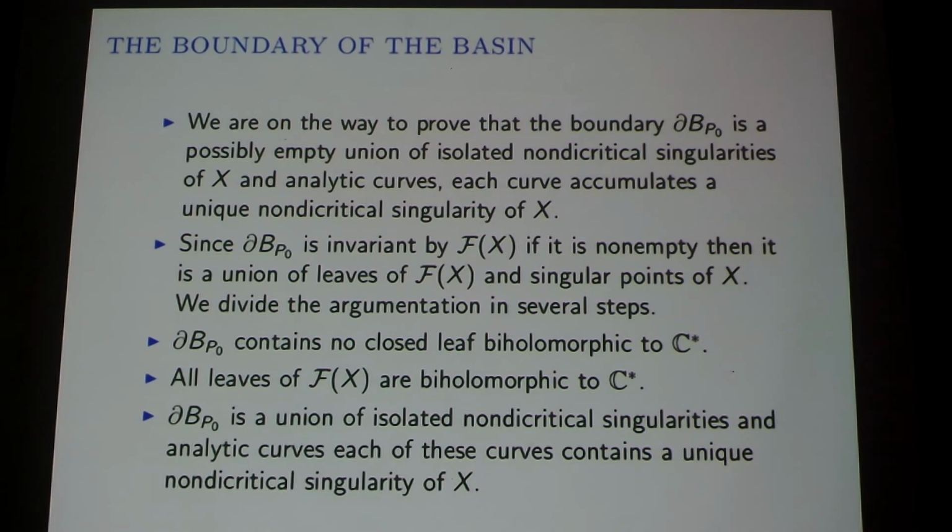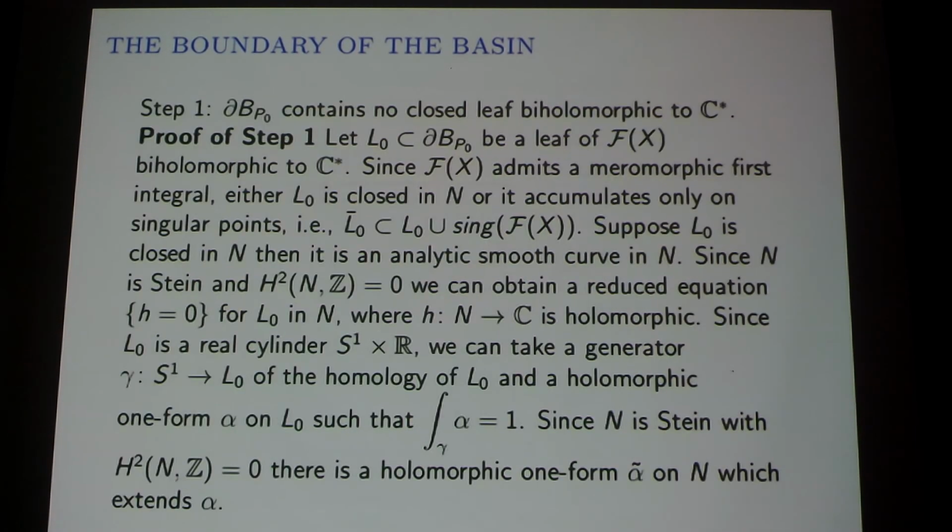And the reason is quite simple after all. Let's see why the boundary cannot contain a closed leaf. There are some computations there, but the idea is very simple. Maybe just with words we can say this. Why can you not have a closed leaf in the boundary? If you have a closed leaf in the boundary, this leaf is an analytic curve itself. So you take a homology generator for the leaf.